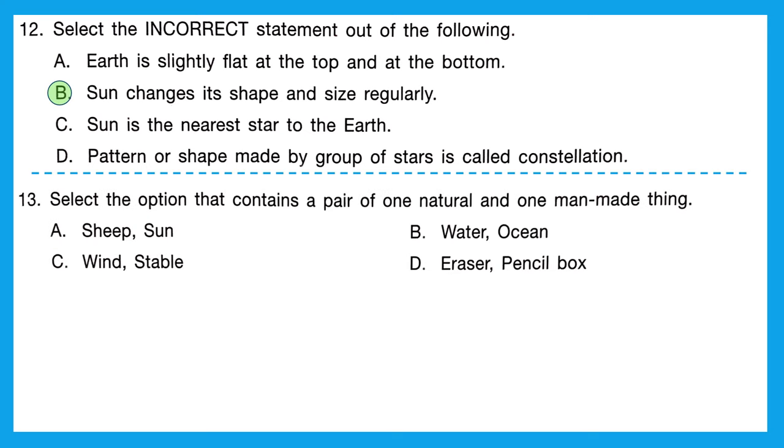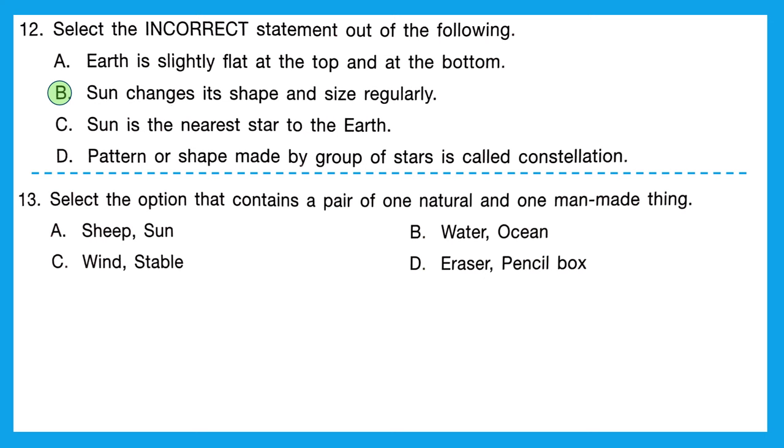Select the option that contains a pair of one natural, that is given by nature, and one man-made thing, that is artificial thing. So we have to find that pair out of these four options. Let's see all the options. A. Sheep, sun. These both are natural things. B. Water, ocean. They both are also natural things.